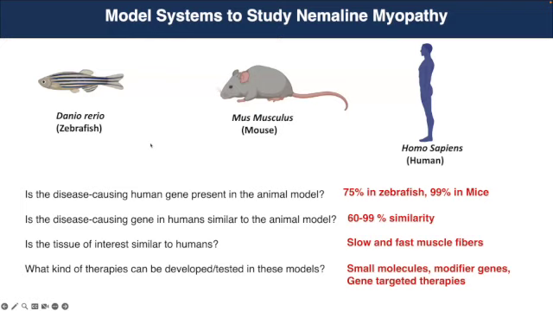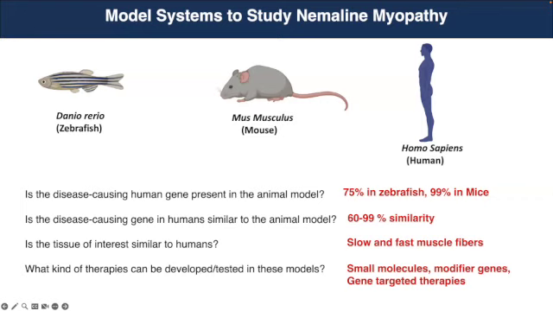So when we select any animal model, we ask a number of questions. Is the disease-causing gene from the human present in the animal model? And how similar is that gene to the human? So that any therapy that we develop for that specific gene can be easily translated in humans. And most of the zebrafish genes, 3 out of 4 genes in the human, are also present in the fish.